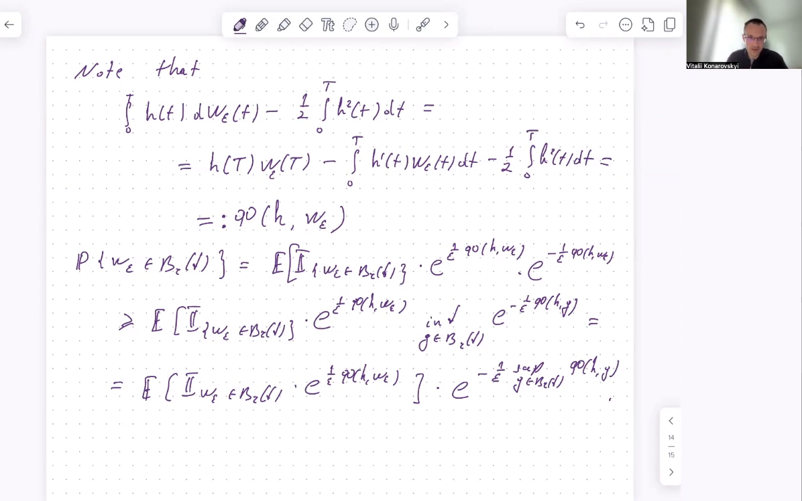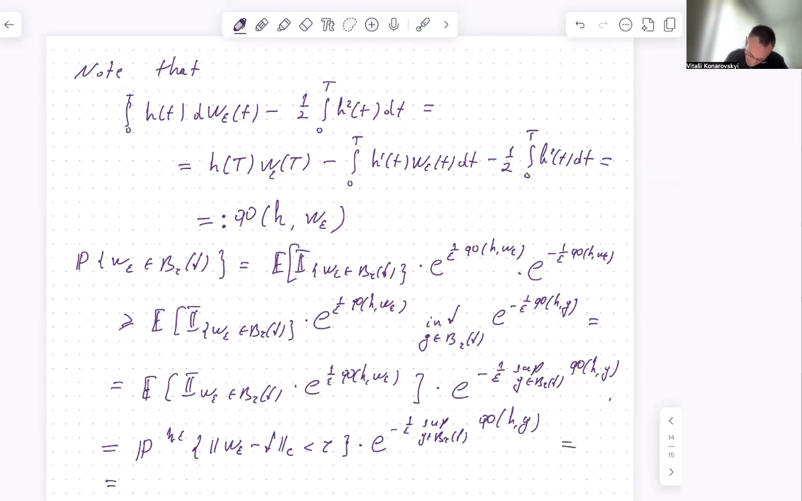And then let's continue. It is the new probability h epsilon of the Brownian motion, w epsilon minus f in the C norm is less than r, multiplied by e to the power minus 1 over epsilon supremum over g belonging to B_r(f) of phi h comma g. And let's note that by the Cameron-Martin formula, this is the usual probability. Let's note that this is the Brownian motion.